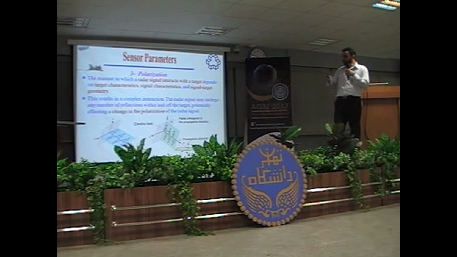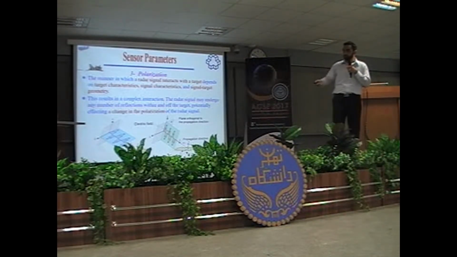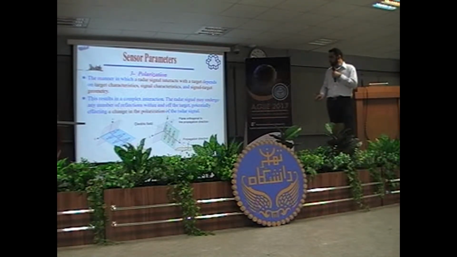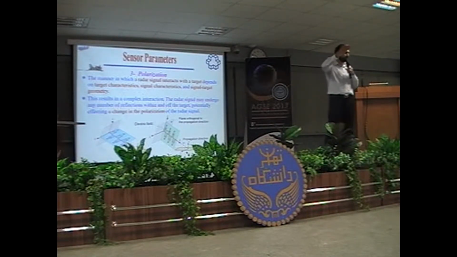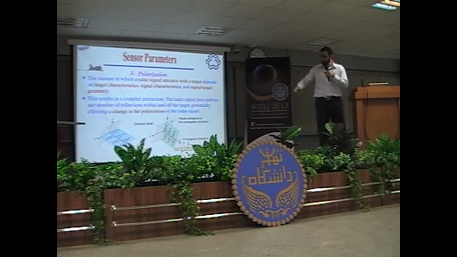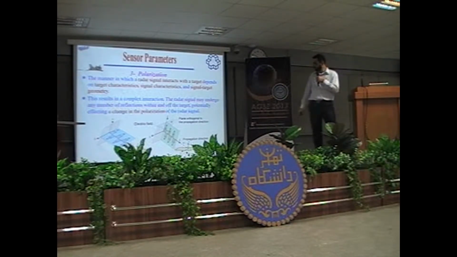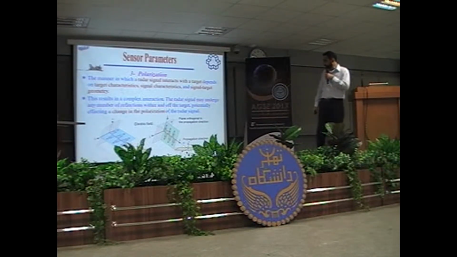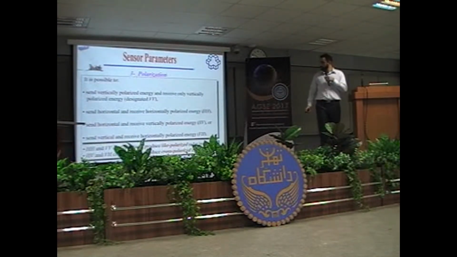For example, if there is an object which is a perpendicular object, like a tree on the ground, and you send a vertical polarization, then the amount of backscatter will be higher. I mean, the direction of the polarization is very dependent on the objects on the ground, and some objects can transmit back a larger amount of backscatter in one polarization compared to another polarization.